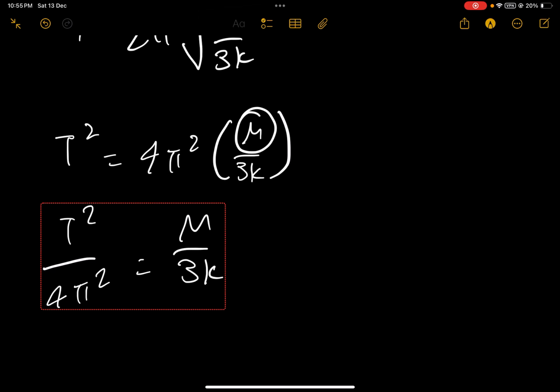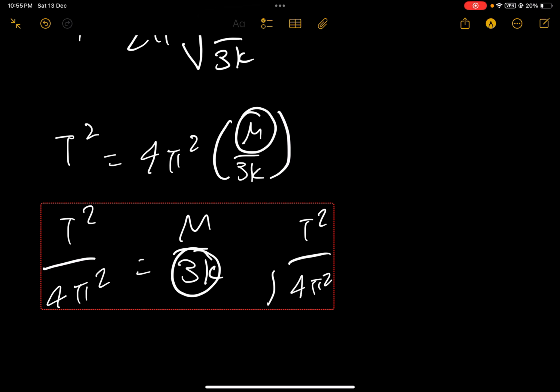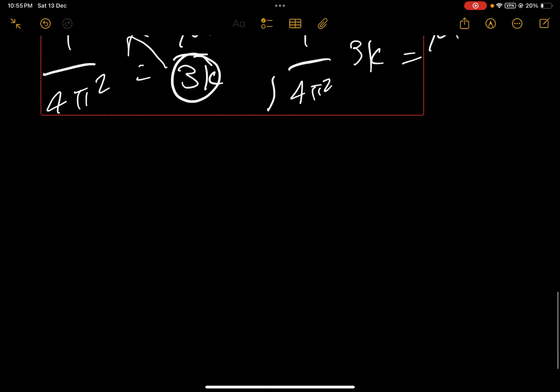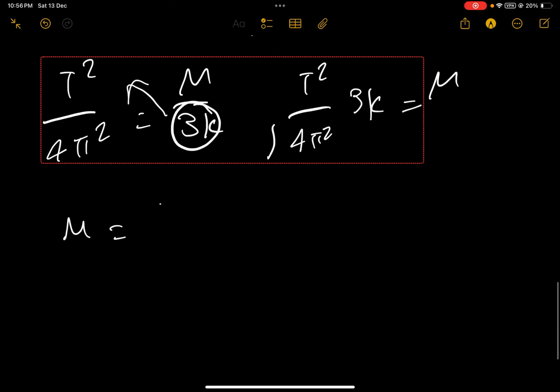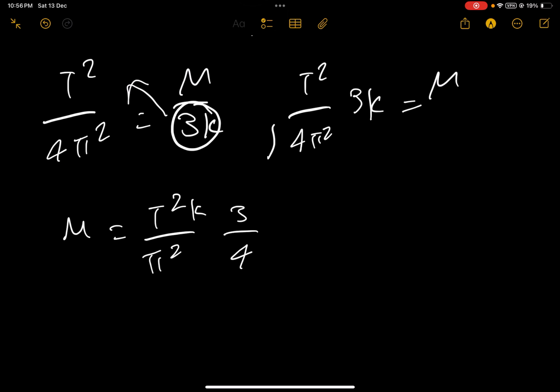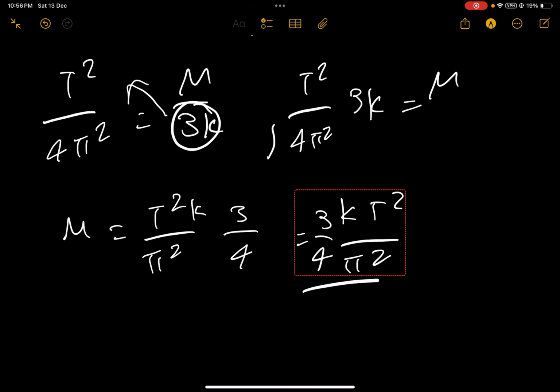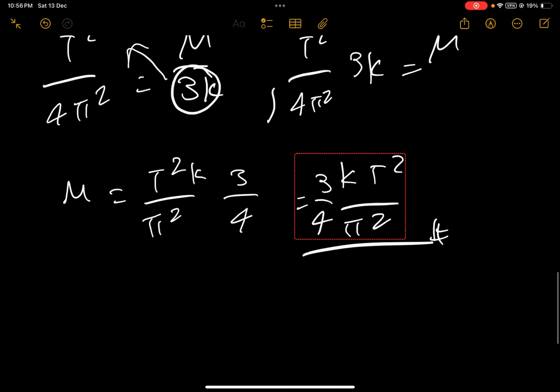To solve for m, we now have T squared over 4 pi squared, and we're multiplying this over here by 3k because we want to solve for m. And now let's rewrite all this. And now that looks really similar to all the answer choices, because if you rewrite it again, you realize that this answer is answer choice B.